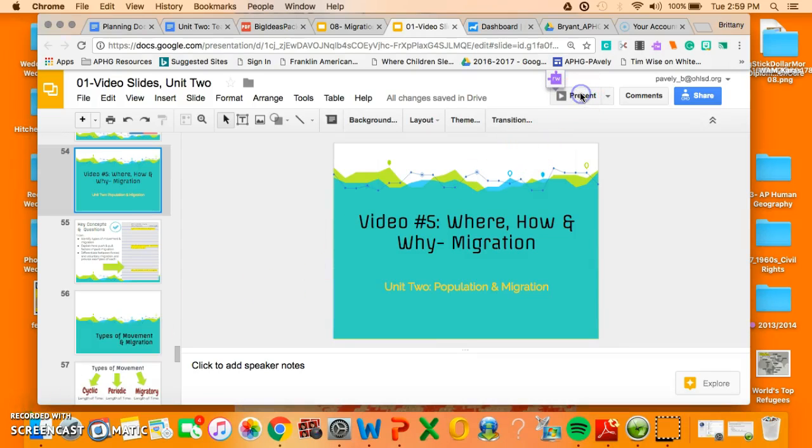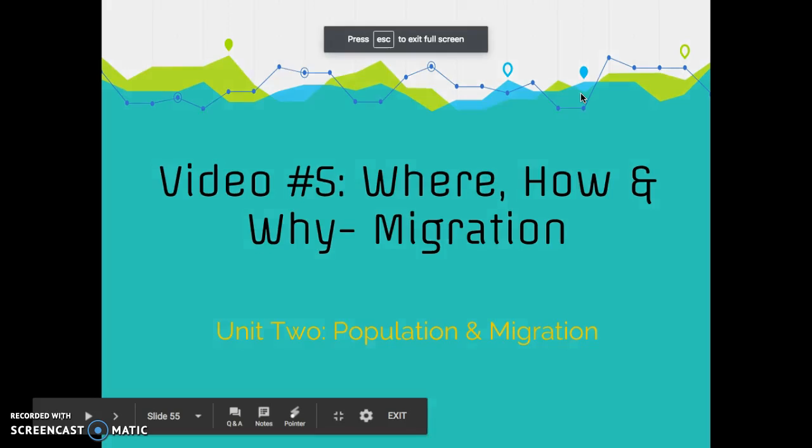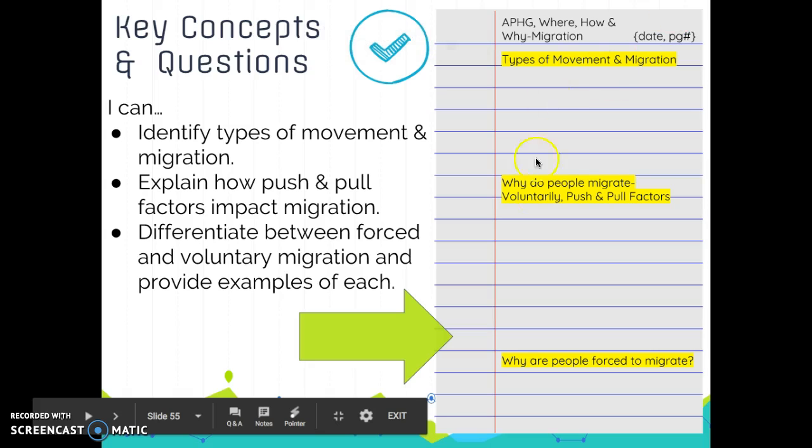Hello, we are talking about the where, how, and why of migration today. You should take a second to set up your notes with these key concepts and questions.